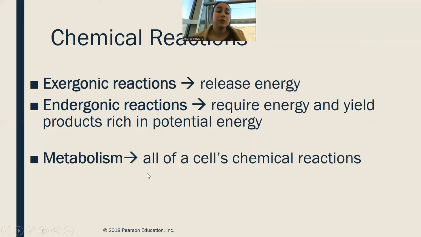A term that you want to make sure you're familiar with is metabolism, which is basically all of the chemical reactions that happen inside of your cell.